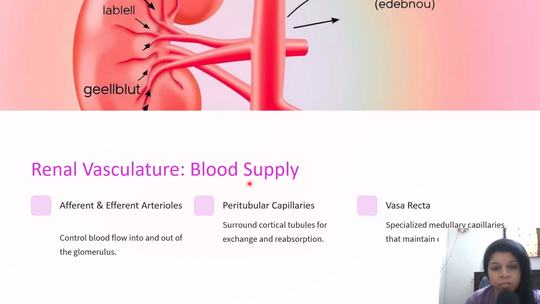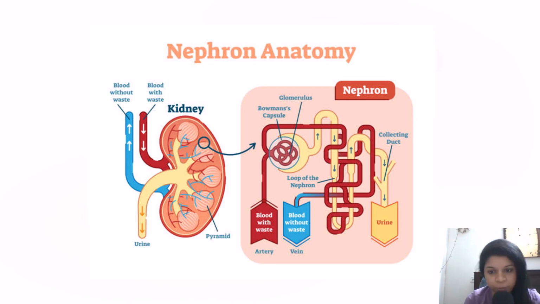Now coming to the renal vasculature or the blood supply. As I had shown, the renal artery forms the afferent arteriole and efferent arteriole that enter and exit the glomerulus. And then there are peritubular capillaries that surround the cortical tubules for exchange and reabsorption. And then there is the vasa recta that I showed, which is the loop accompanying the loop of Henle. They also help in fluid electrolyte balance.